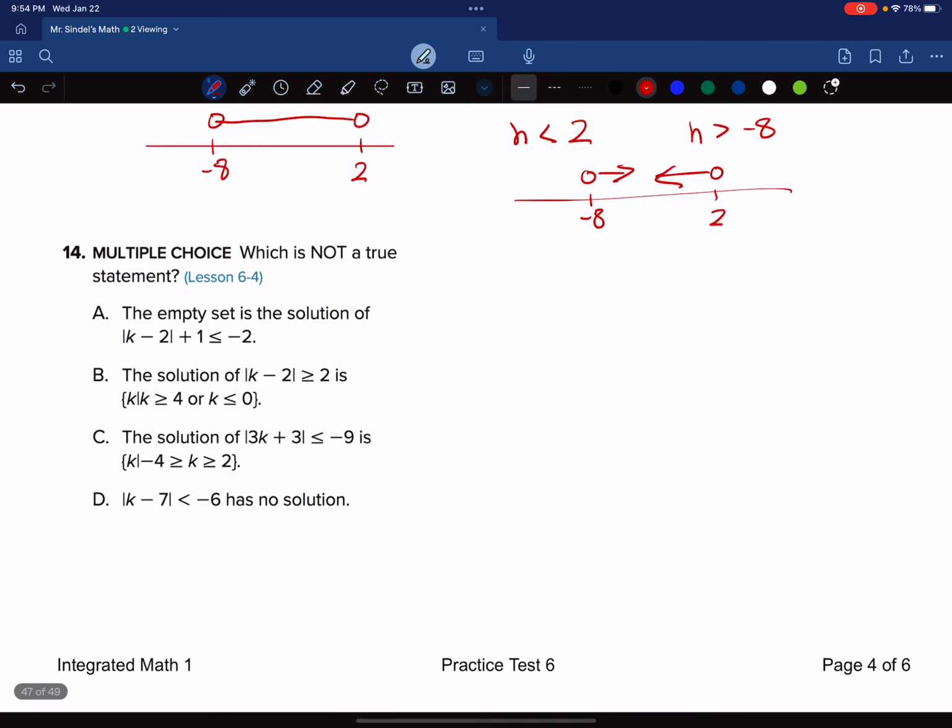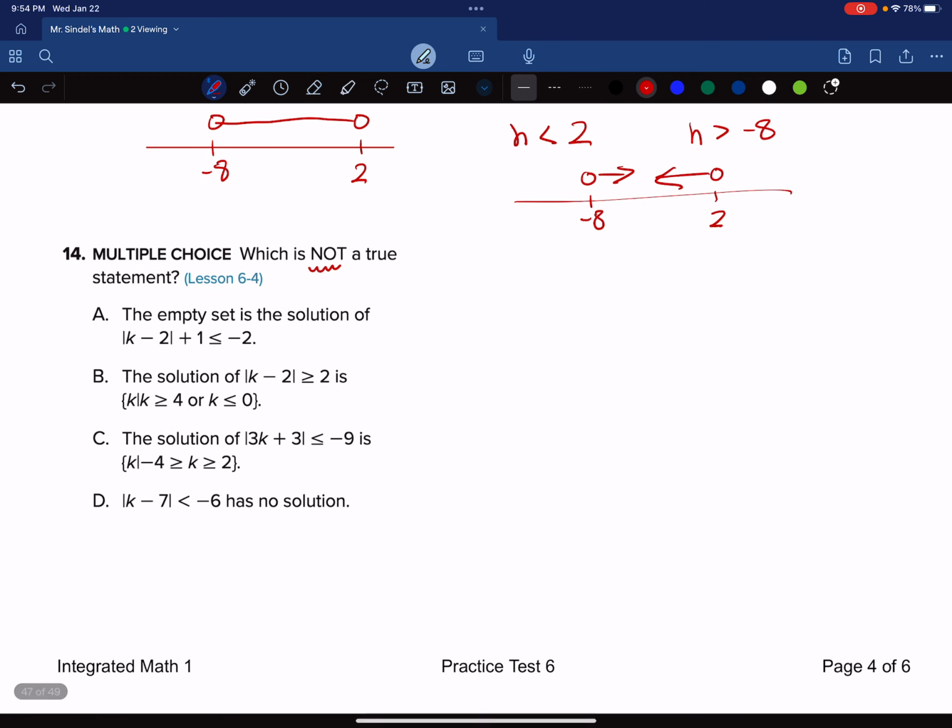Number 14, which is not a true statement. Okay, let's read. The empty set is the solution of this. Okay, gotta solve this one and see if it's true or not. Ready, set, absolute value of, let me label my work before I go too much further. So this is problem 14a. So this is going to be absolute value of k minus 2, plus 1, is less than or equal to -2. From here, we need to isolate the absolute value first. So get rid of this 1 and then we'll drop it. So we're going to say -1, -1. And I get absolute value of k minus 2 is less than or equal to -3.